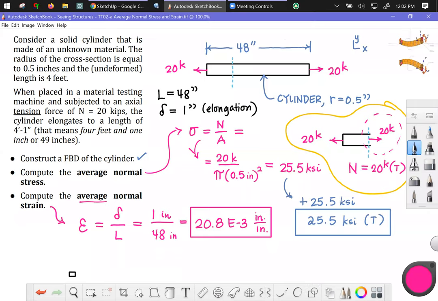This is a positive value. The reason why both stress and strain for this problem are positive is because of the axial tension. If we had compression, all of these signs would turn out to be negative. That's the end of this video.